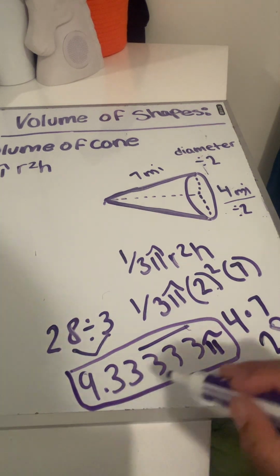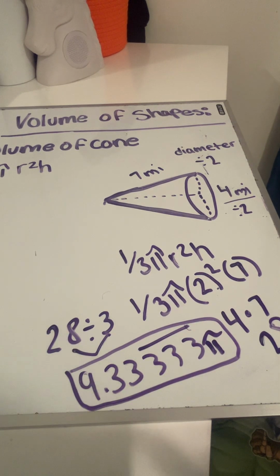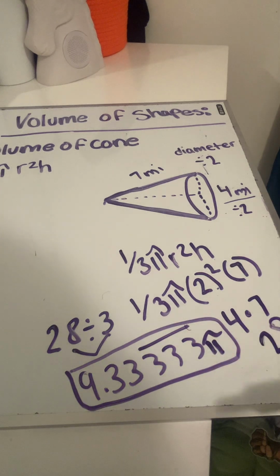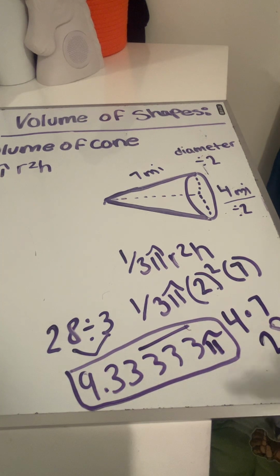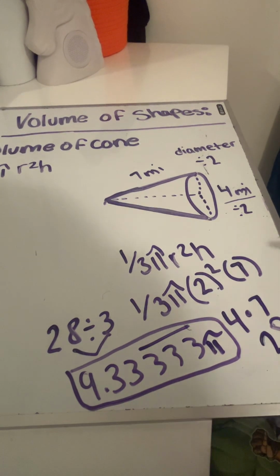You don't have to write as many 3s as I did. You could just write 3 of them and put the line so it could show that it's repeated, and keep the pi sign. You could keep the pi sign, but some schools want you to actually do the equation with pi. But here we're just going to leave it as pi.